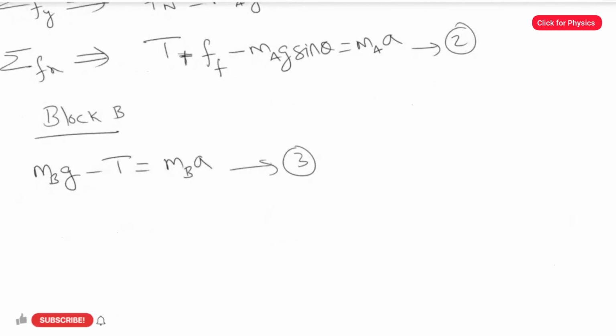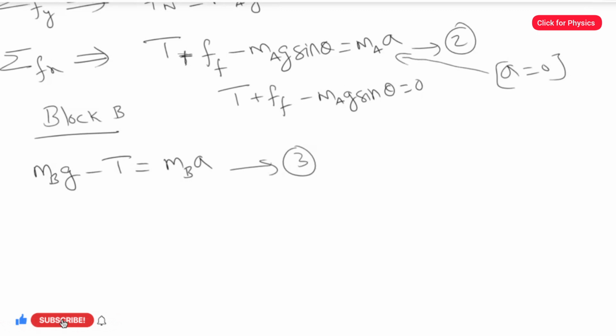We have to get the equation, so let's rewrite the equation. T plus FF minus MA g sine theta is equal to 0. Why? We have to substitute a equal to 0 in this. Clear? Likewise, this equation is also equal to 0. So by that, equation 3 becomes MB g minus T equal to 0.